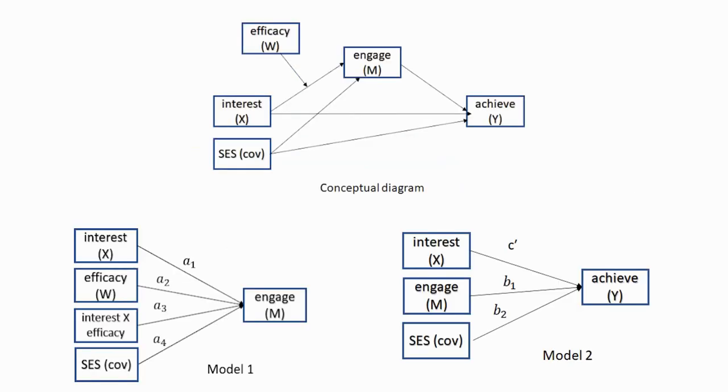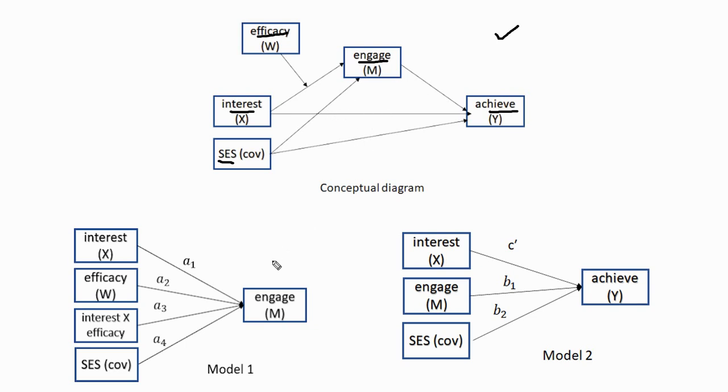So for our demonstration, this is the model that we're going to be testing. In our conceptual model up here, you'll notice that I've got interest serving as my focal independent variable, engagement serving as the proposed mediator, and achievement serving as the dependent variable. We have self-efficacy serving as a proposed moderator of the effect of interest on engagement. And then I've also added in socioeconomic status as a covariate in our model.